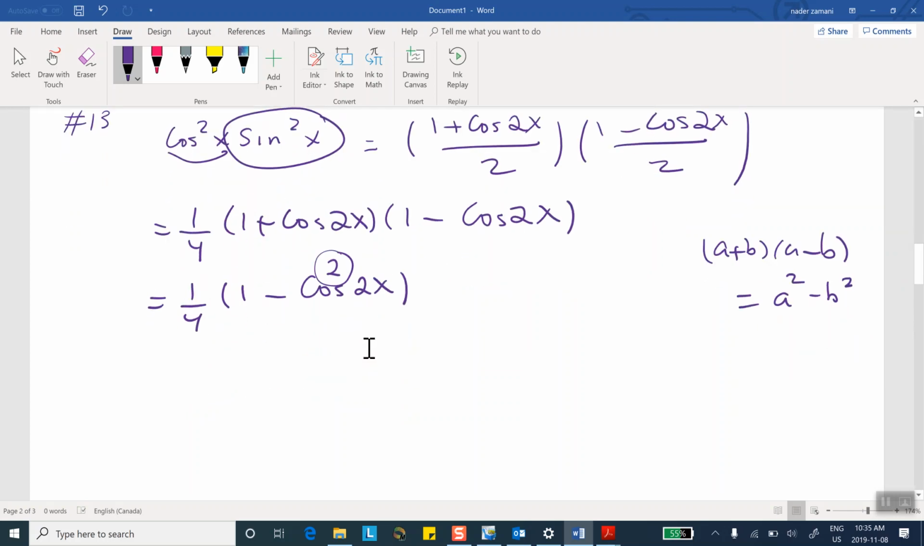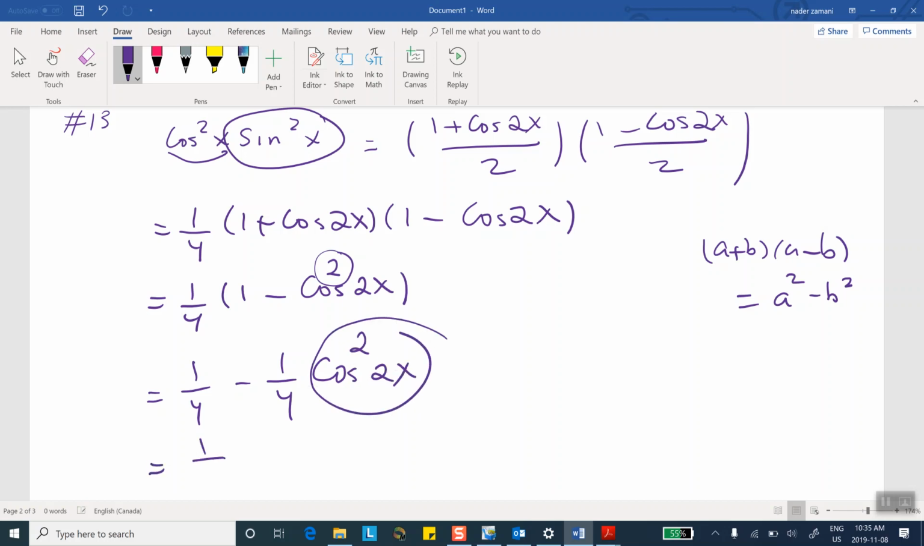Good. Now finally, you have to get rid of this power. We use the double angle formula again. Let me write this one more step: 1/4 minus 1/4 cosine squared of 2x. We have to get rid of this using the double angle formula. Minus 1/4, and this was 1 plus cosine of double the angle. This angle is already 2x, so double of that becomes 4x.